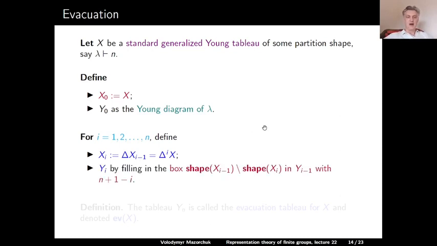And we also define Yi by filling in a box. This box should be the box which is obtained if you take the shape of Xi minus 1 and subtract the shape of Xi. So this gives us a unique box. It's a removable box for Xi minus 1. And we fill this box in the tableau Yi minus 1 by the number n plus 1 minus i. And the resulting tableau Yn is called the evacuation tableau for X and is denoted by evacuation of X.